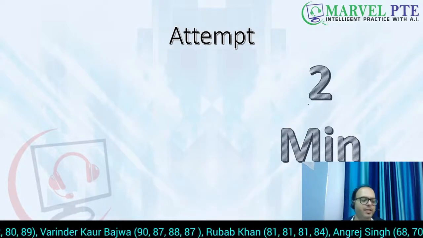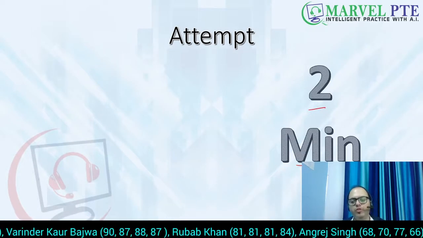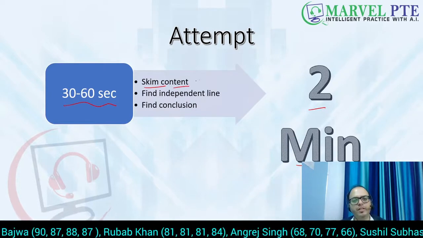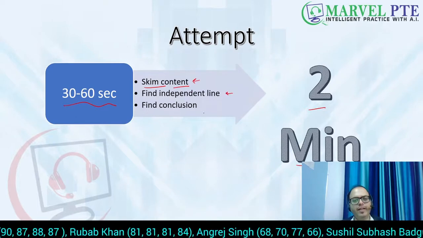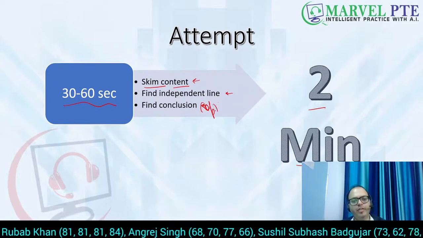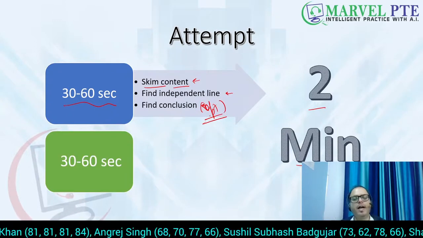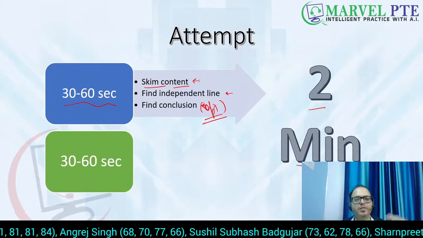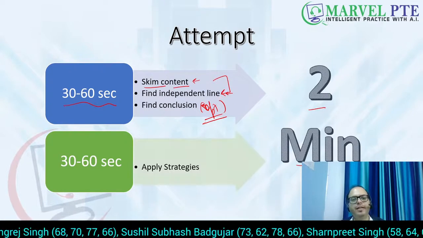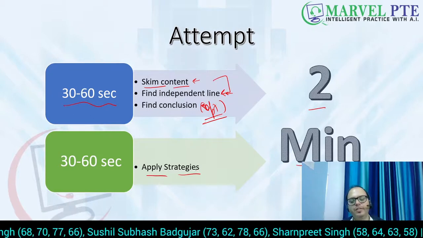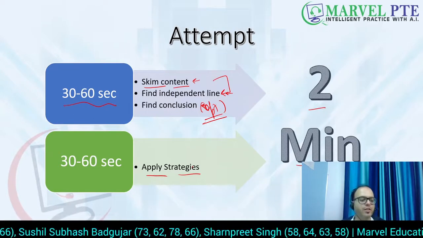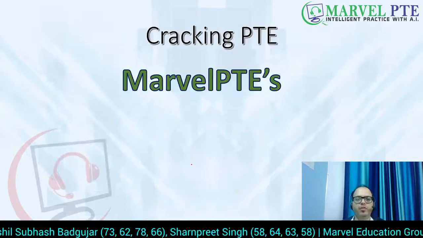But always remember that you have just 2 minutes to solve your reading blanks. In first 30 to 60 seconds, you can skim the content. आप content skim कर सकते हो, then find an independent line and then find conclusion line. And finding conclusion line is optional. अब जो आपने first minute तो आपने skimming और independent line में spend कर दिया, then you have 1 minute remaining. In that you have to apply the strategies, apply the hacks, which you have just learned or which you will learn in our online or in institute class.